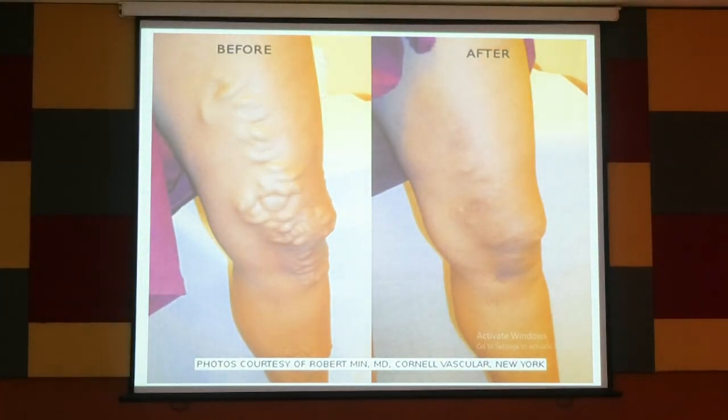Here's the picture. See, this is the before and after. Now, this tortuosity. And photos courtesy by Robert Min, MD, Cordal Vascular Surgeon, New York. And this is after the surgery.